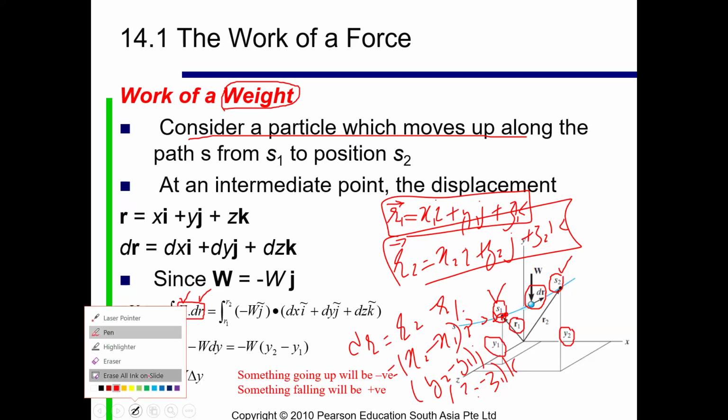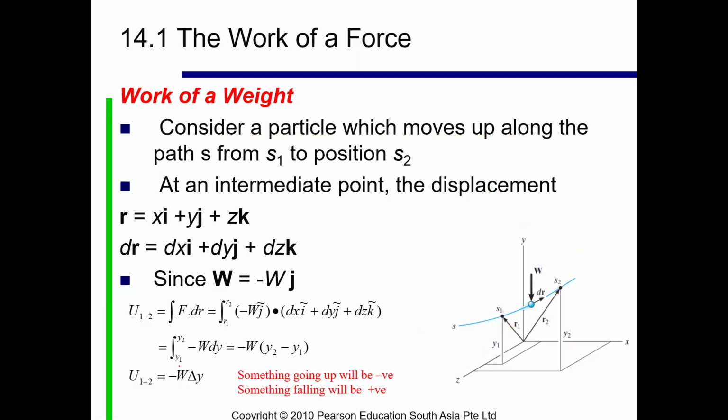But instead of writing x2 minus x1, I will write dx. Instead of y2 minus y1, I will write dy. And similarly, the change in z will be referred to as dz, right? So utilizing the position vector framework, I can build the value of dr in this case, which is equal to this one, as I have shown you.